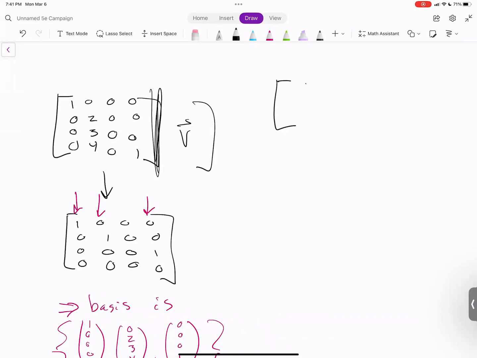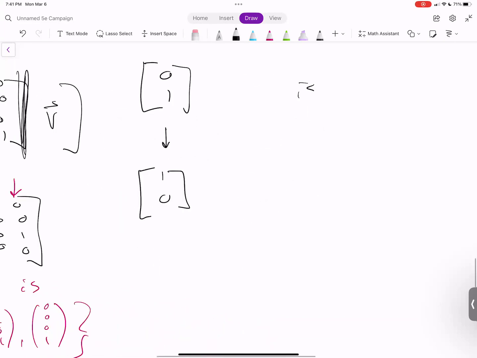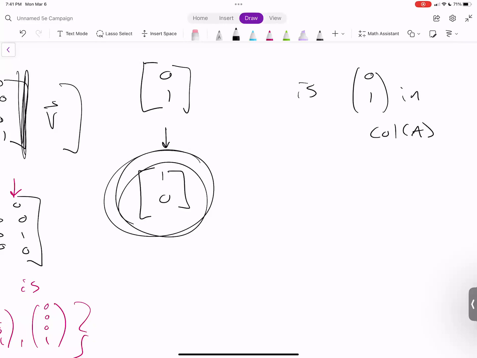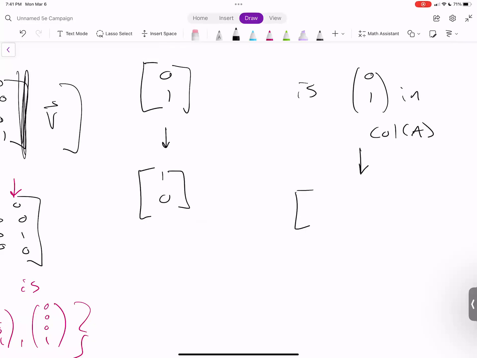An example: what if I give you just the matrix 0, 1? What does this look like when we row reduce it? Well, it's 1, 0. So if I ask, is 0, 1 in the column space of A? If we augment it with this one, it's not. It's inconsistent. If we augment it with this one, it is. So you just do A augment v always, and then you row reduce. Does that make sense? If we augment this with the reduced one, it's not true. It's inconsistent.